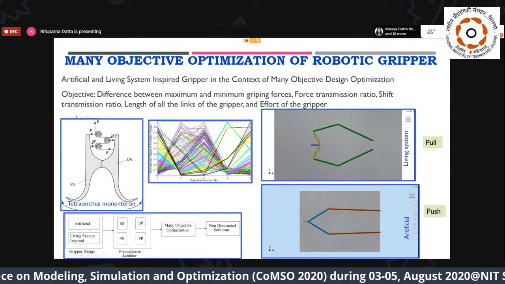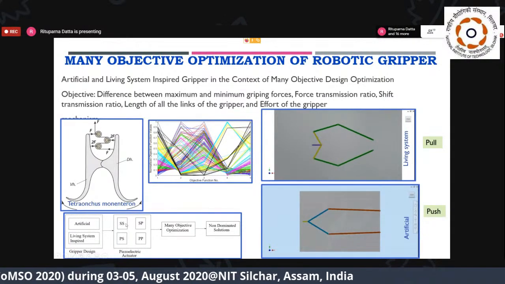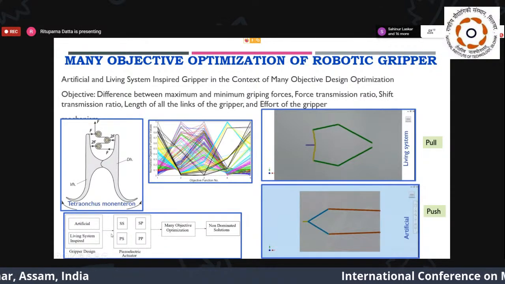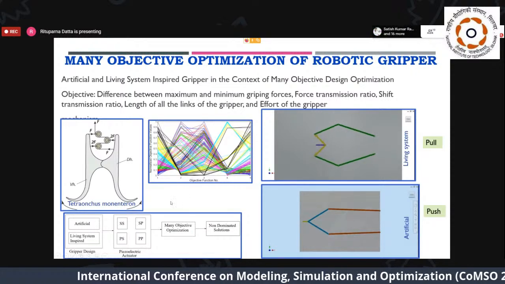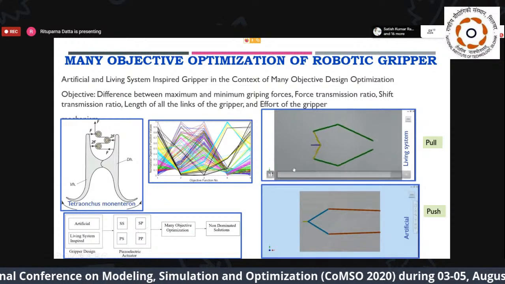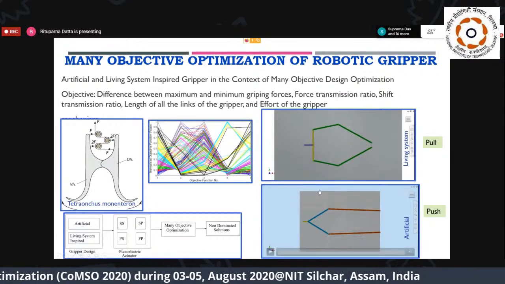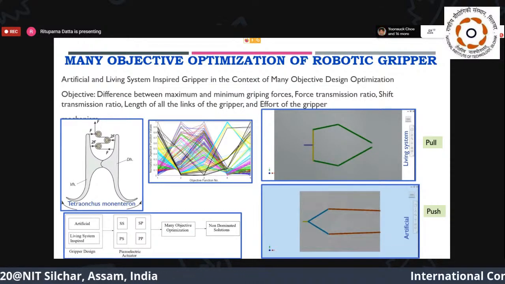And here we have used a piezoelectric actuator, and we have developed different configurations of piezoelectric actuator, which give us four different optimization problems for each configuration. And we have two configurations, so we have eight different objective optimization problems.